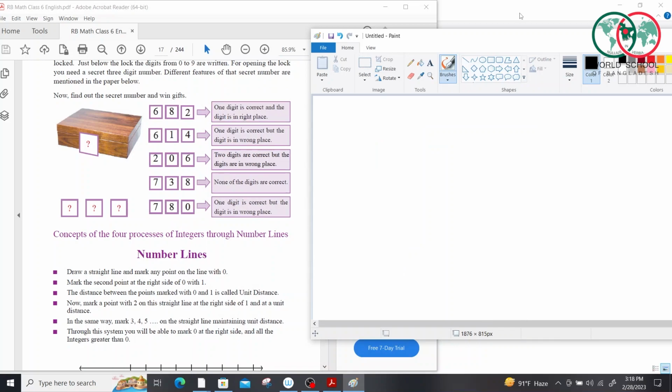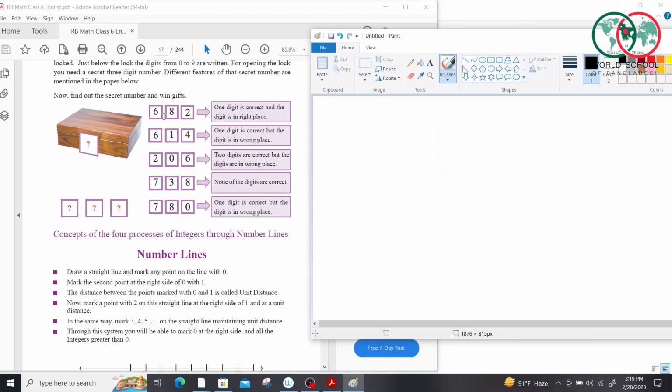So here we are given a puzzle we need to solve. Suppose you are given a birthday present, but the box is locked, and to open the box you need to solve the puzzle. The lock has a 3-digit number. If we solve the puzzle we are given, we will get the value of the lock.